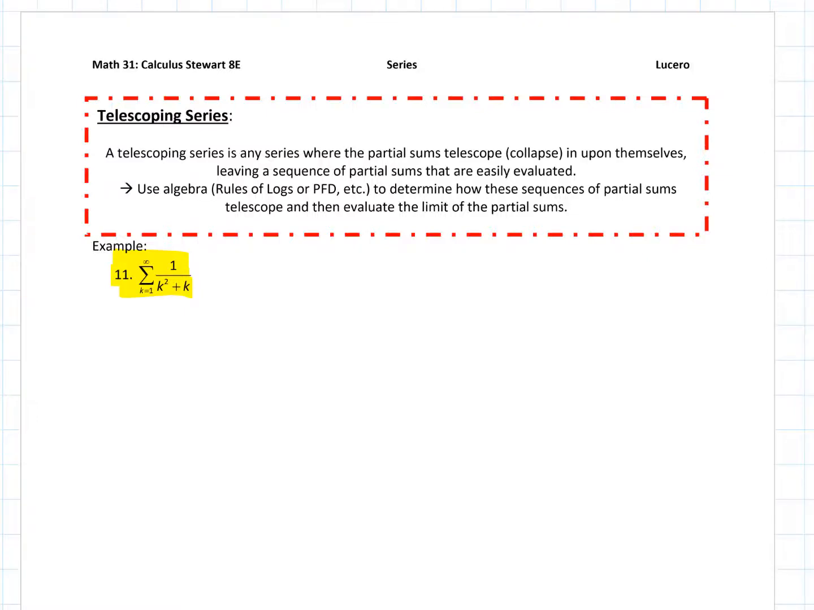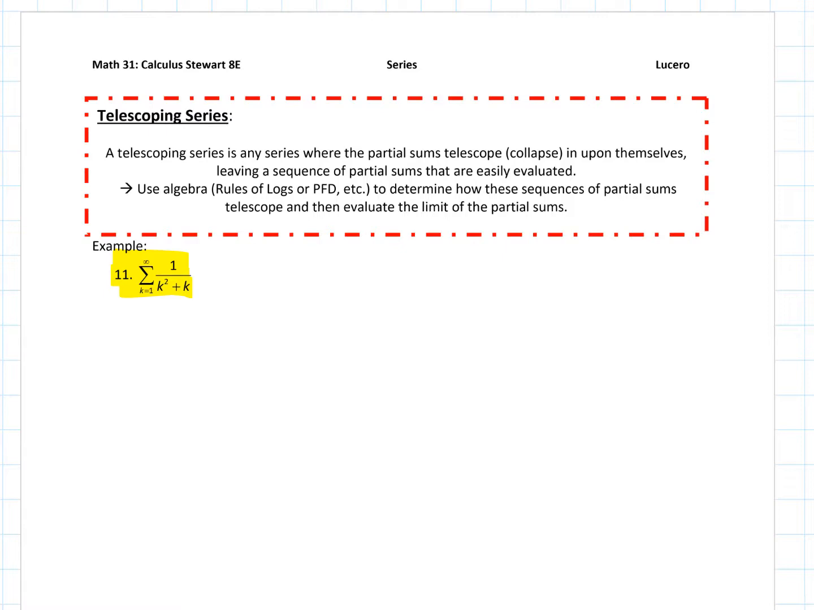For this next set of examples, I want to talk about a specific type of series called a telescoping series. A telescoping series is a series where the partial sums telescope, or collapse in upon themselves, leaving us with an actual sequence of partial sums which can be easily evaluated. Now, that's not common for series, that we're going to be able to find a way to express the partial sums and evaluate them, but for telescoping series, we can.